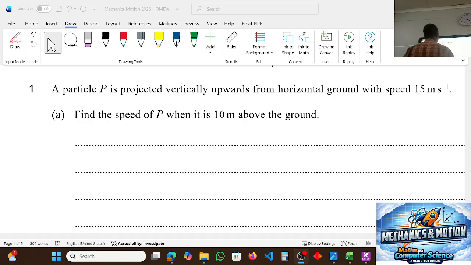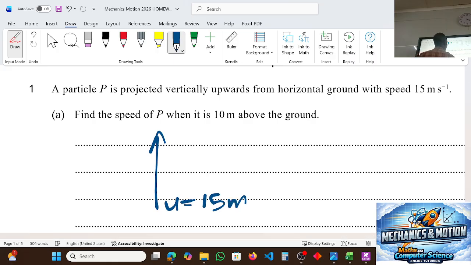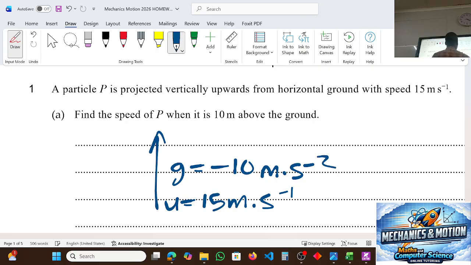A particle P is projected vertically upwards from horizontal ground with speed 15 meters per second. Find the speed of P when it is 10 meters above the ground. So let me pick my pen. We are saying this object has been projected with an initial speed of 15 meters per second. And what we know is if the object is going upwards, then we will take our acceleration due to gravity as negative 10, that's meters per second squared. We are given also S, which is 10 meters above the ground. Our interest is to find V, the final speed.